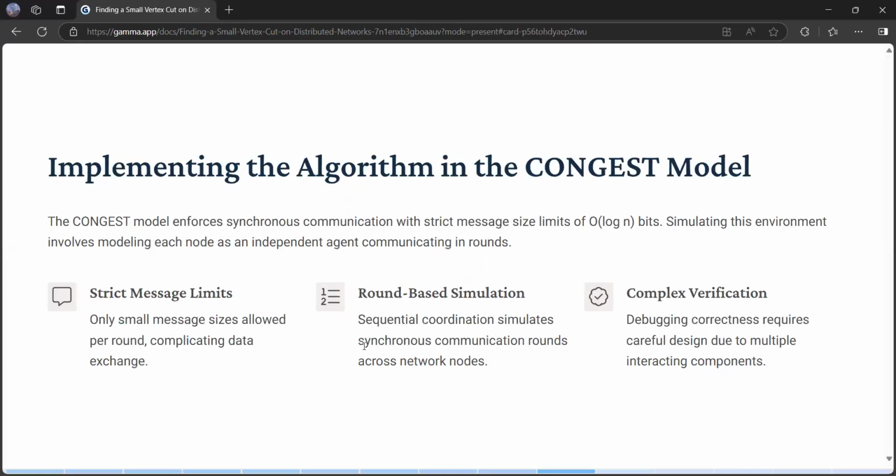So moving on, I'm going to discuss how we implemented this. We implemented the algorithm in the CONGEST model. Since the CONGEST model enforces synchronous communication, we can't fully implement the algorithm in that model, so we had to simulate it. We basically simulated it by doing three things. We enforced a message limit between each round, which complicated the data exchange process, making it similar to the CONGEST model. We did a round-based simulation, which enforces synchronous communication between network nodes, and we ran a debugging process to ensure that the nodes were interacting with each other.